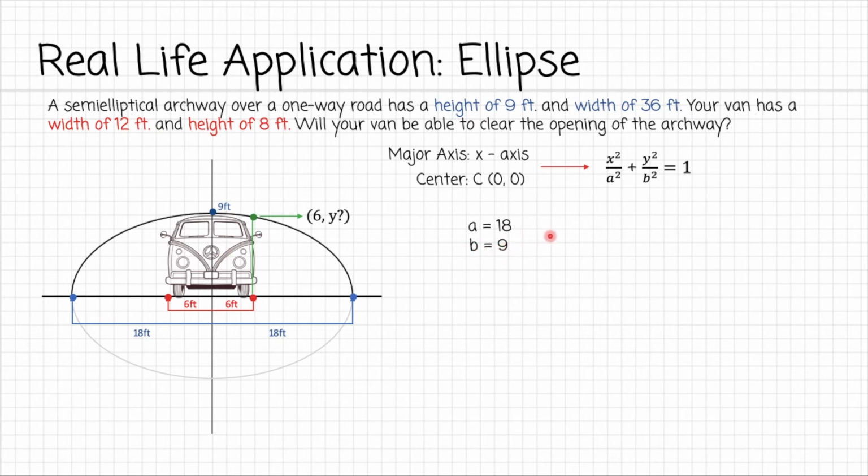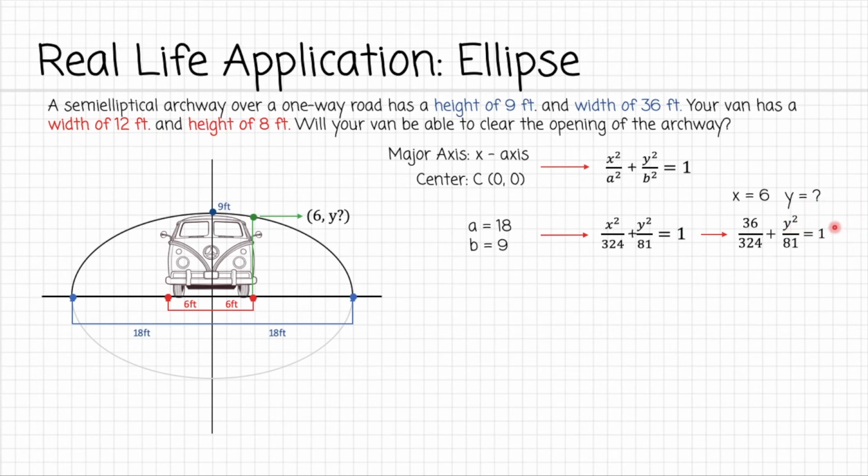So putting our values into the previous equation, we'll have x squared over 324, or 18 squared, plus y squared over 81, which is 9 squared, equals 1. And what we're trying to find is the y value, 6 units away from the center. So our x here is going to be 6, or 6 squared, which is equal to 36. And then what we are trying to find is the y value. Once we have all the given values plugged in, we can begin solving.